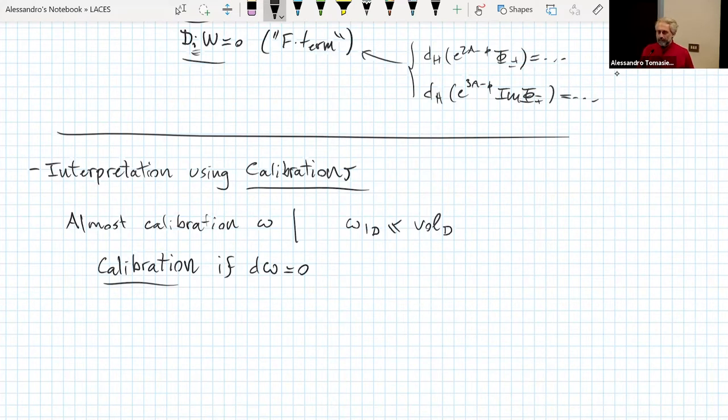This was defined by mathematicians to help them find or constrain the space of certain subspaces with special properties. For example, J and omega of an SU(3) structure both have these properties. Sorry, the first property, almost calibrations.